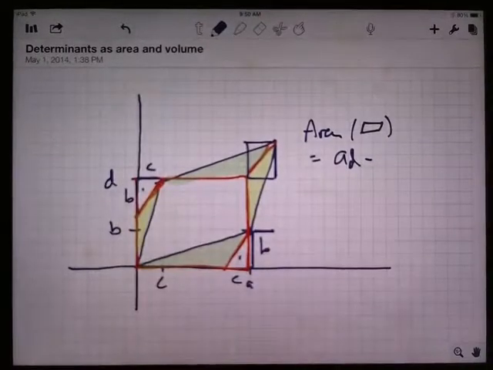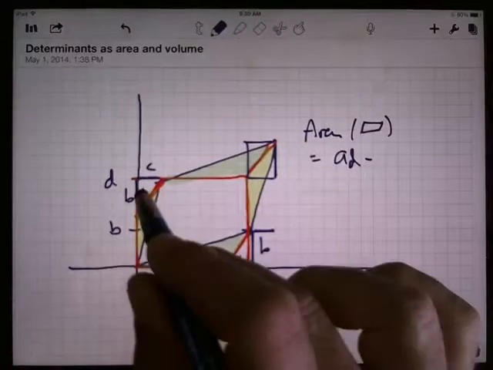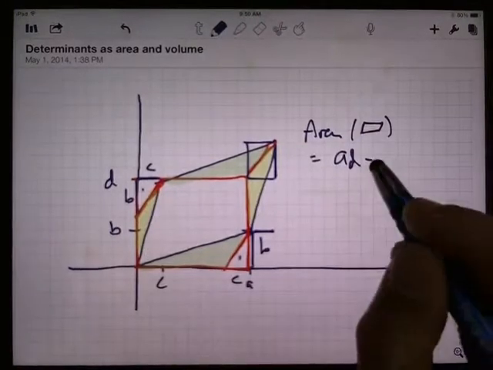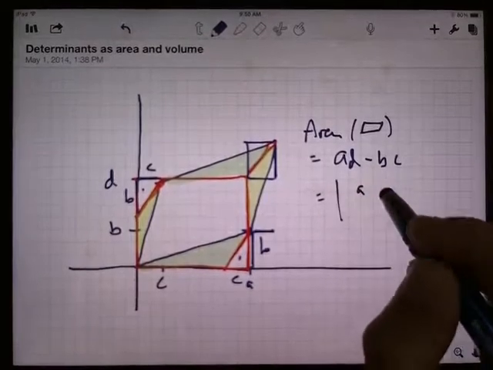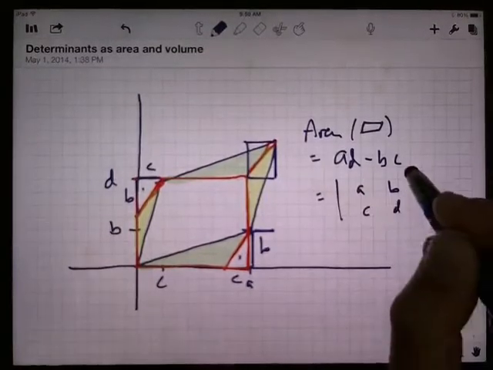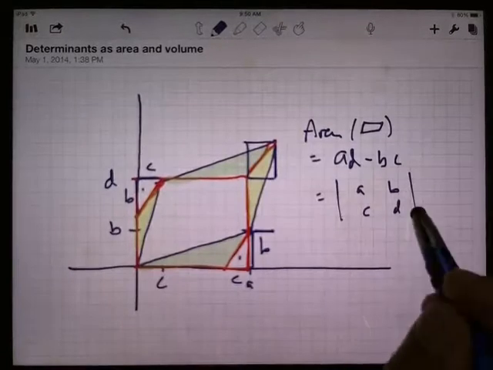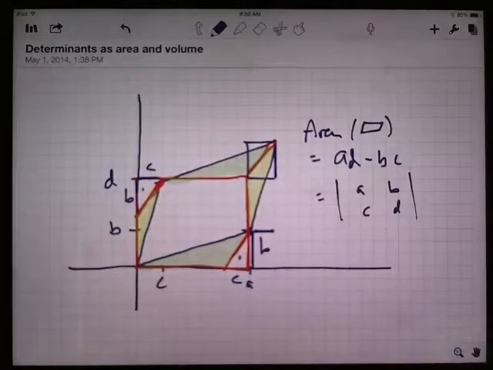And so the total of those two triangles is B times C, and the area is AD minus BC, which is the determinant of A, B, C, D. So you've got one vector, you've got the other vector, you make a matrix out of them, and you've got the area of that parallelogram.